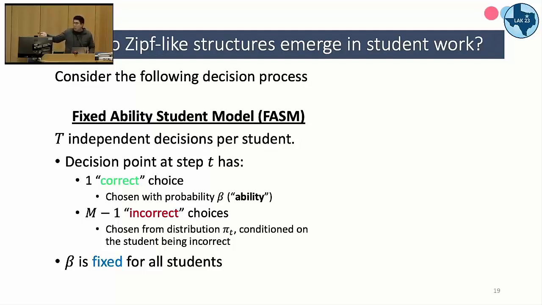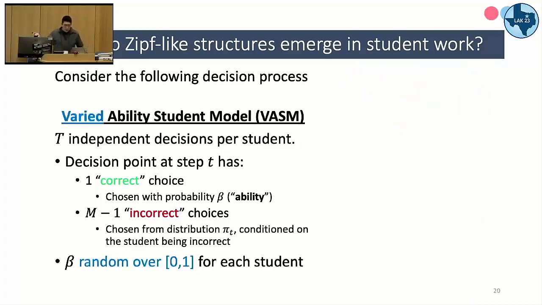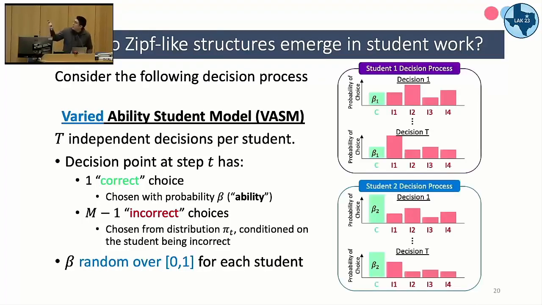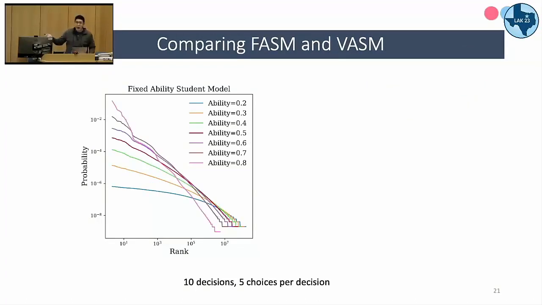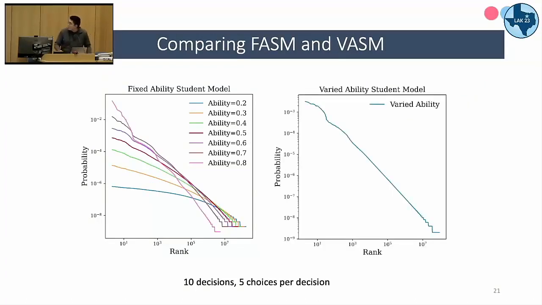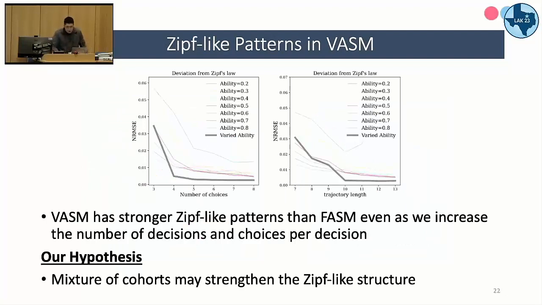Now consider a variability model where everything stays the same except every student has a different beta ability that's sampled uniformly between 0 and 1, like this. So the only difference is that mixture of abilities. What you see here is the log rank and log probability plot for the fixed ability student, and this is for the varied ability student. You can see a clear linear pattern in this model. And the only thing we introduced was the mixture of abilities, and now we have a much stronger Zipf-like structure. So I actually believe that some form of this effect has been happening in open student work as well.